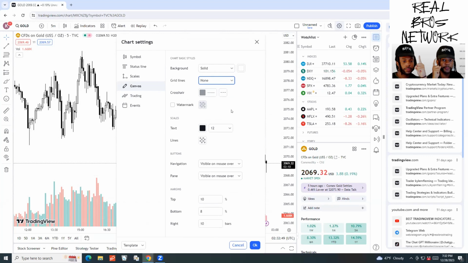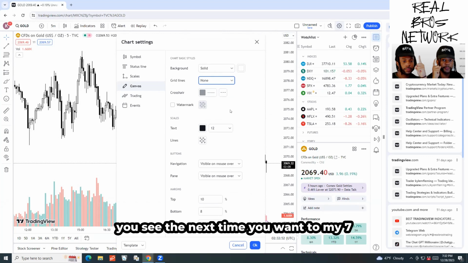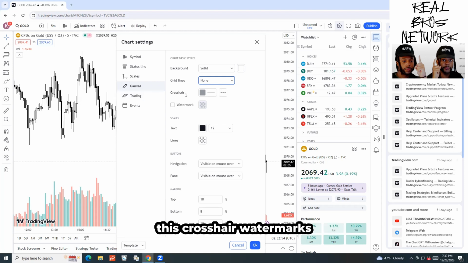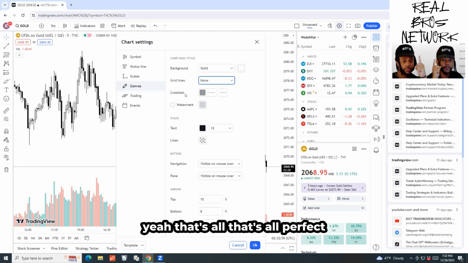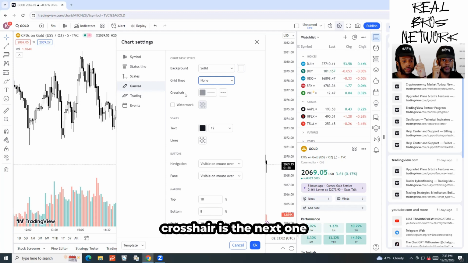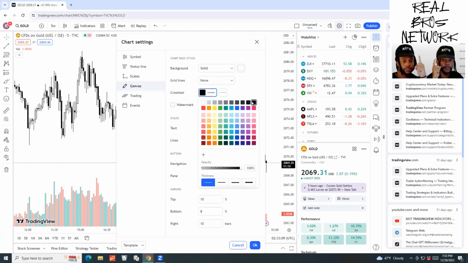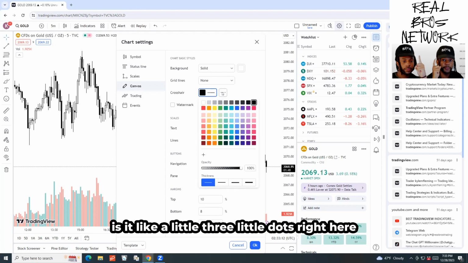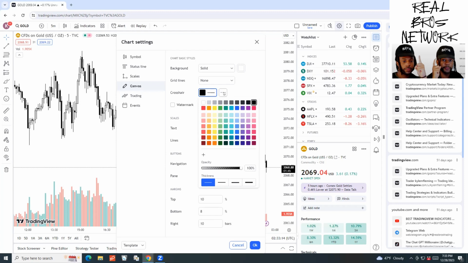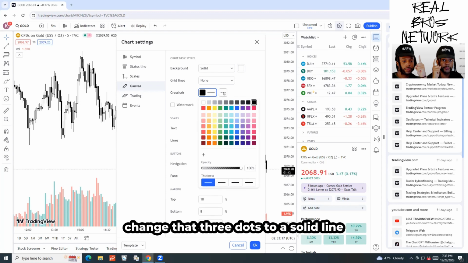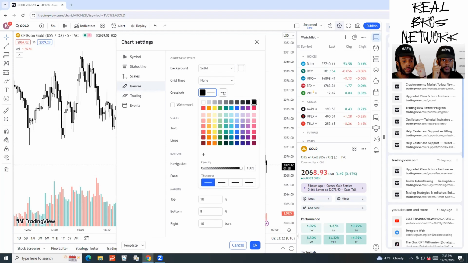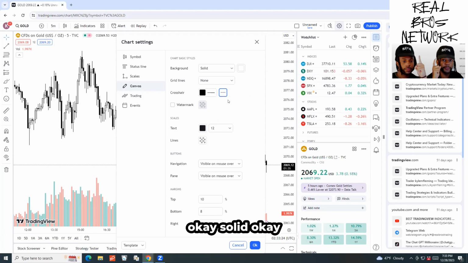After that's done, you see the next step. I'm going to my settings. The crosshair and watermark, that's all perfect. Crosshair is the next one, so actually you want to change the color of that to black. There are three little dots right here. Change those three dots to a solid line. Okay, solid.